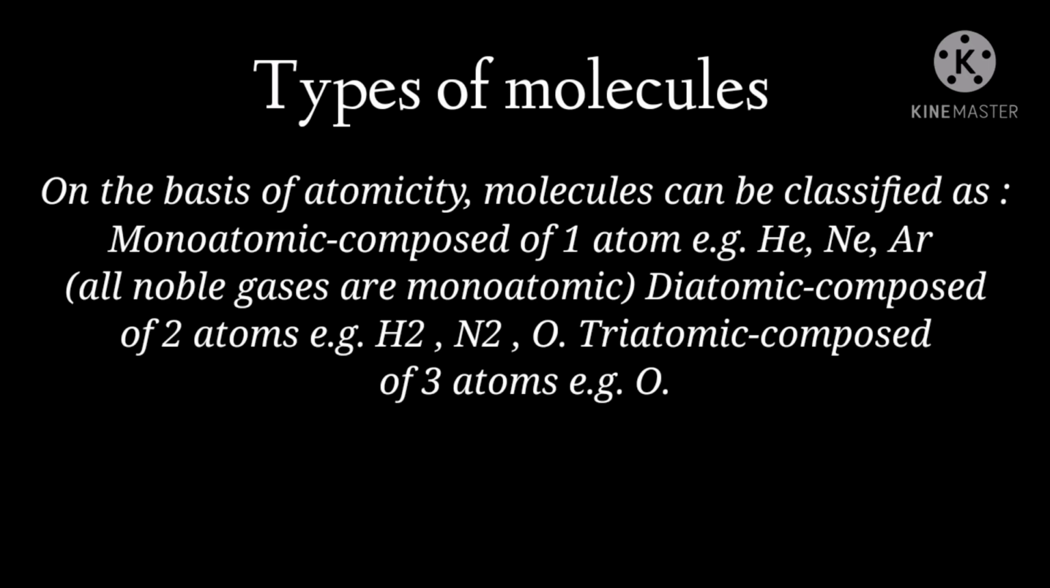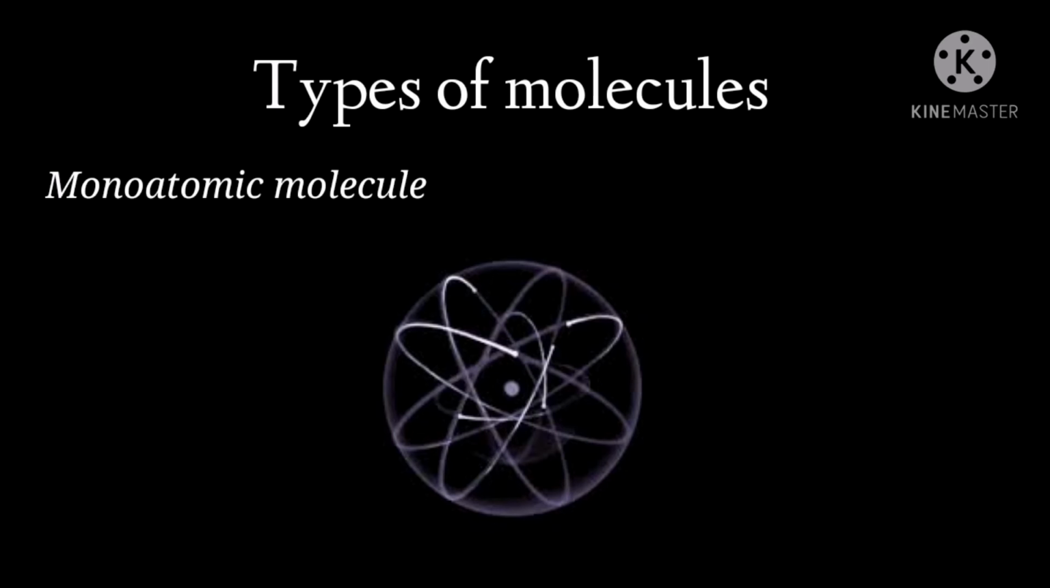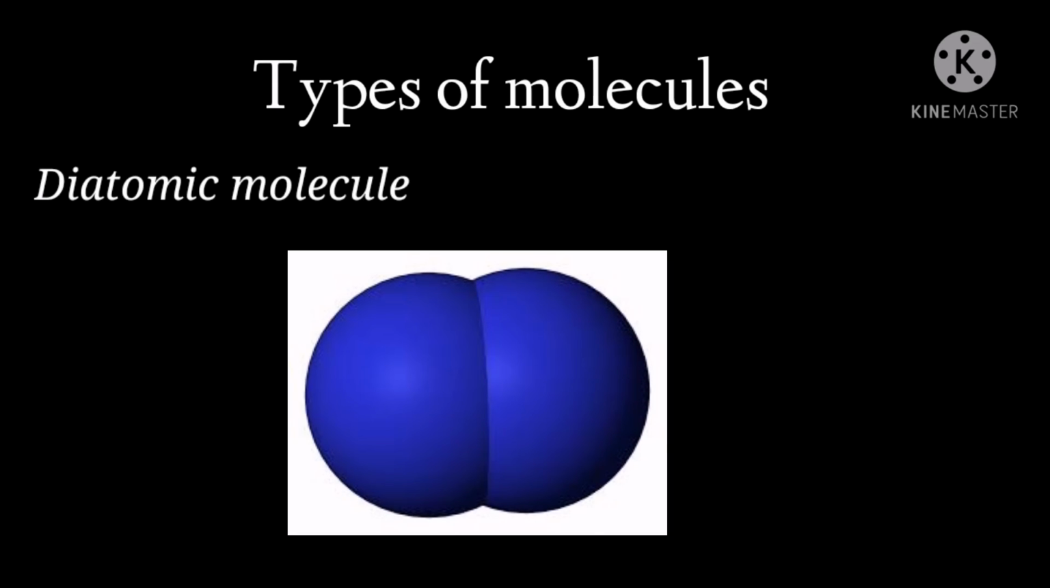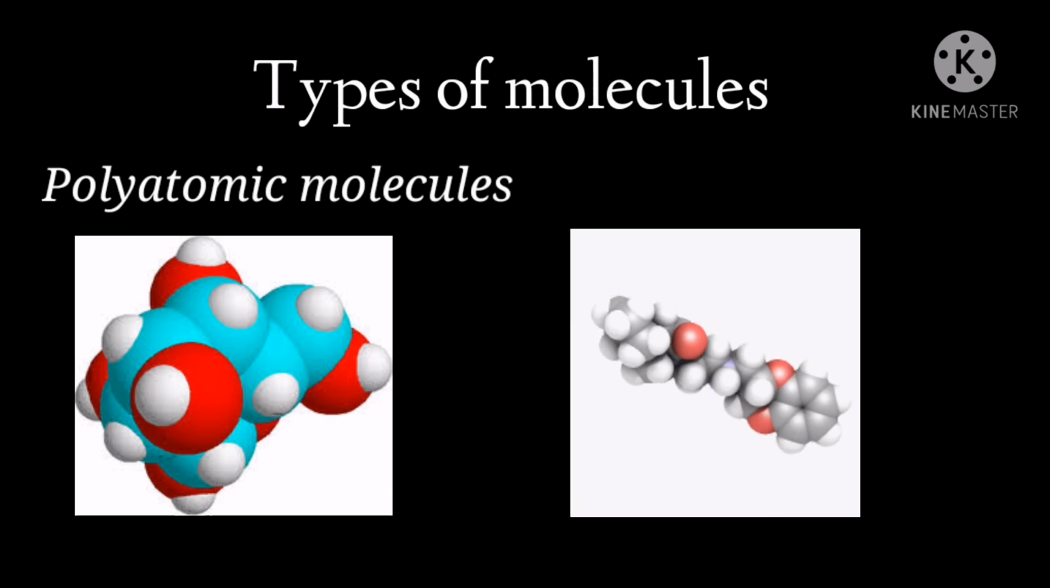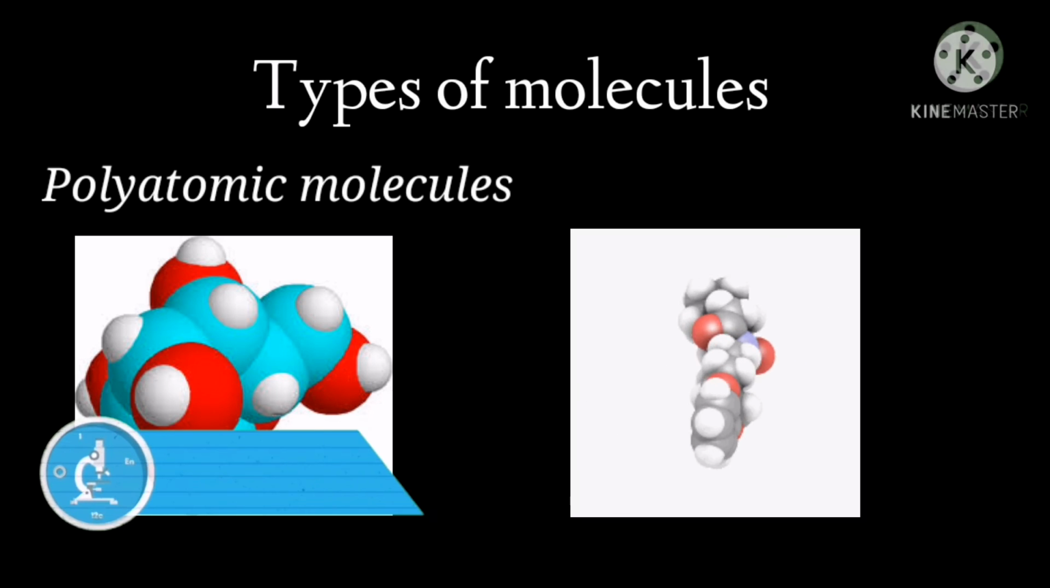Types of molecules. On the basis of atomicity, molecules can be classified as monoatomic, composed of one atom, diatomic, composed of two atoms, and triatomic, composed of three atoms. For example, monoatomic molecules include helium, neon, and argon. Diatomic molecules include hydrogen and oxygen molecules. Triatomic molecules include water and ammonia gas, while polyatomic molecules include proteins and other complex structures.